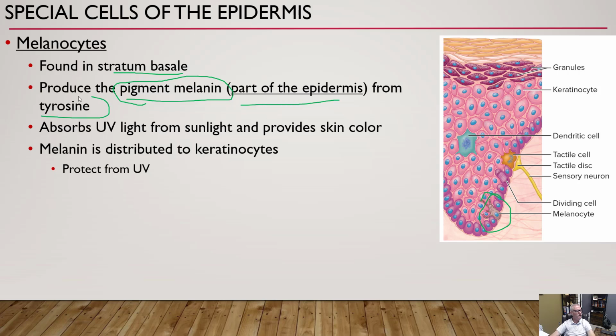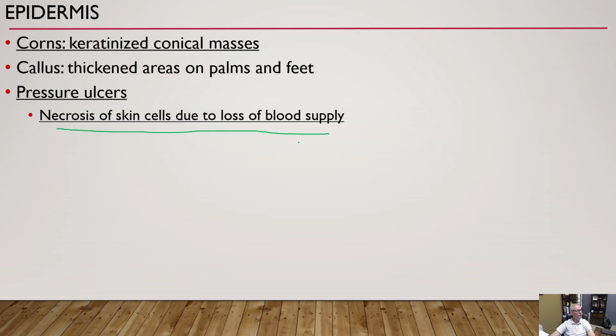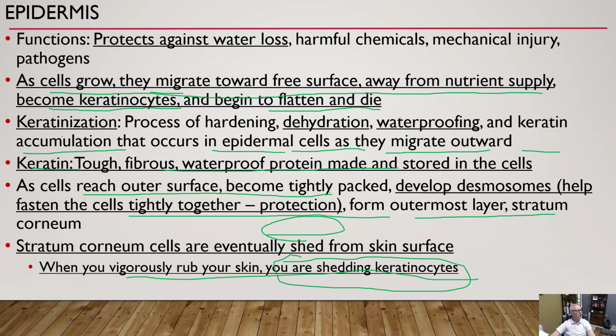It actually comes from the amino acid tyrosine. And these melanocytes, or that melanin, actually absorbs ultraviolet sunlight to produce skin color. And then that melanin is distributed to these things called keratinocytes. We talked about keratinocytes up here.